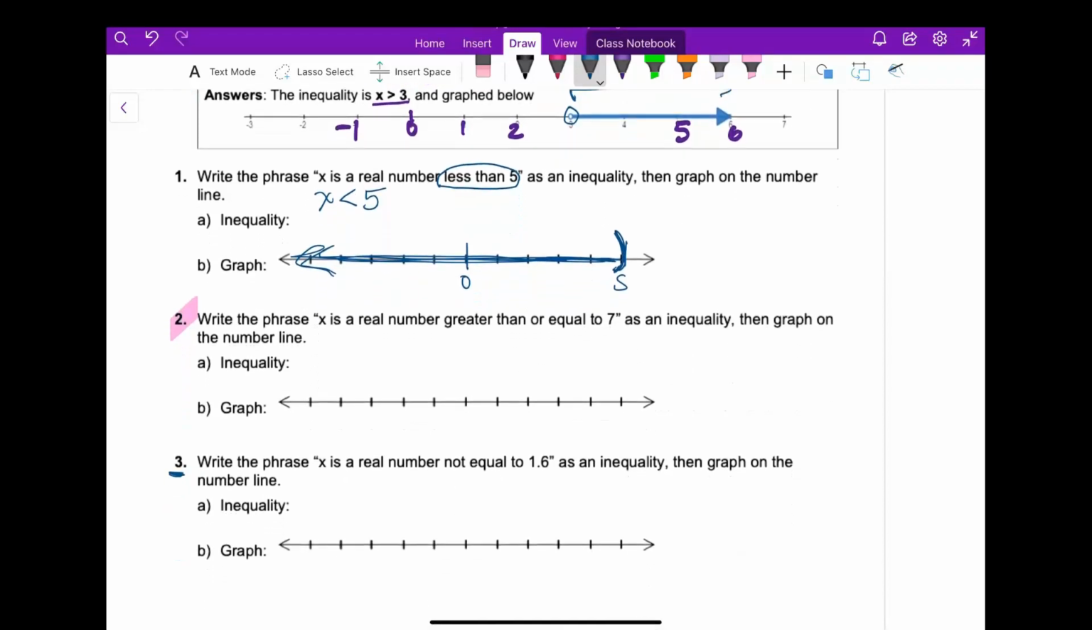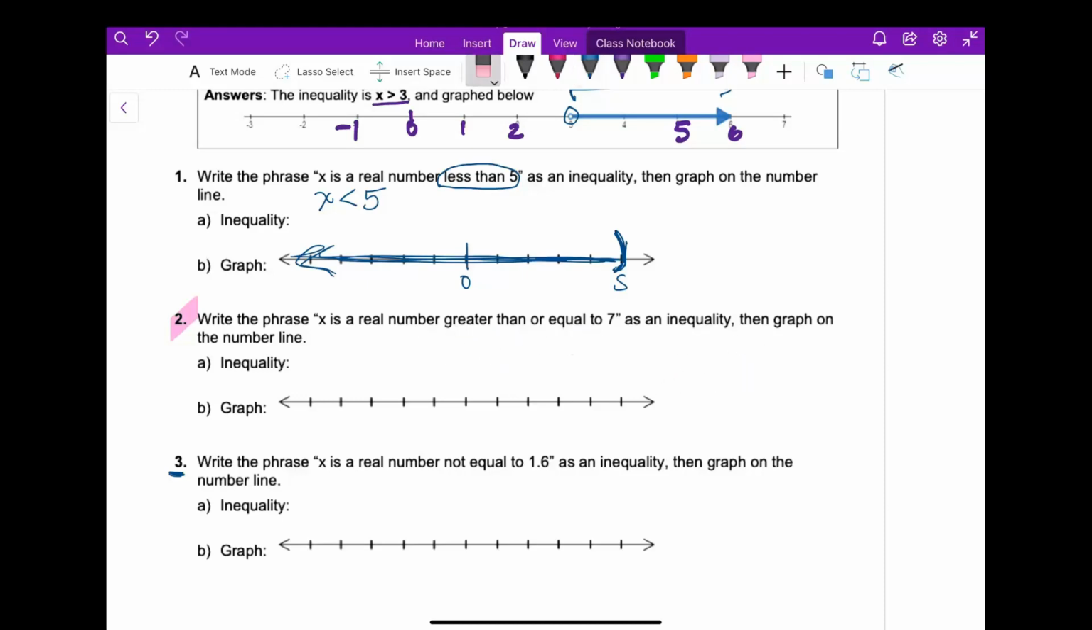I believe that you can try number 2. Focus on it's greater than or equal to. So what do you have to do? Your symbol will be different. Look at your symbol. And your symbol on your number line will be different here. So both symbols you have to pay special attention to.